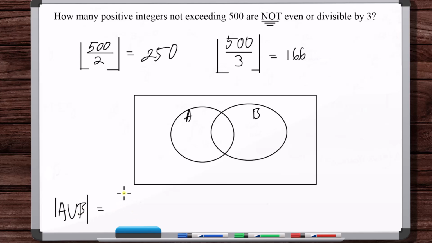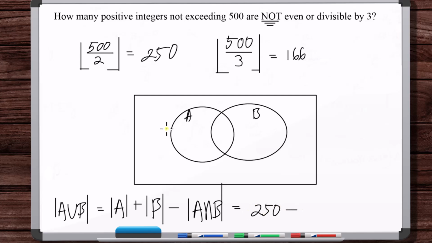So what's the number of elements in A? All the numbers that are divisible by 2. It's 250. Then plus in B it's 166. Now we just need to figure out, are there any integers between 1 and 500 that are divisible by both 2 and 3 that we counted twice here?